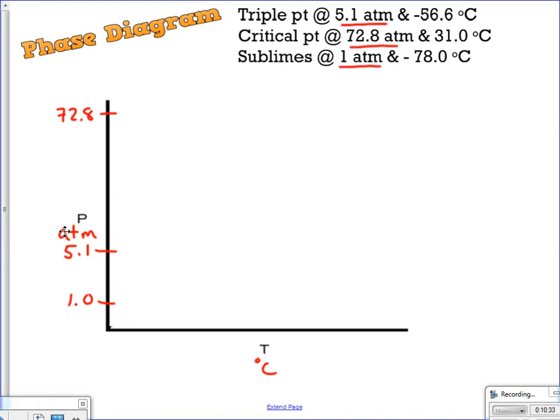Temperatures, again, think about what you're given. I have 31 degrees. I have negative 56.6. And I have negative 78.0. And don't worry about whether it's to scale or not. You just need to make sure that it's in the proper order. So then what you can do is you make these points.